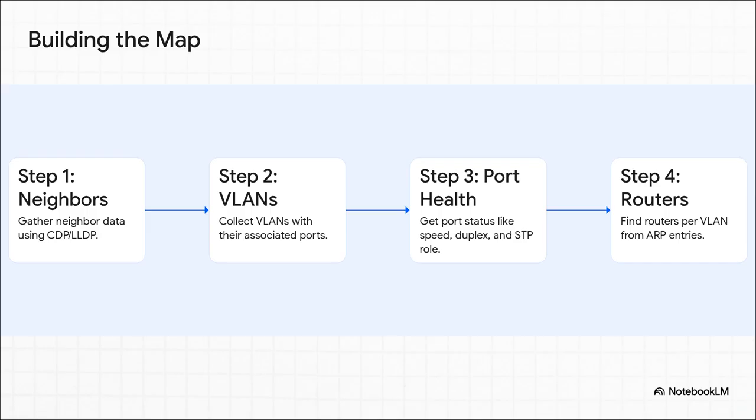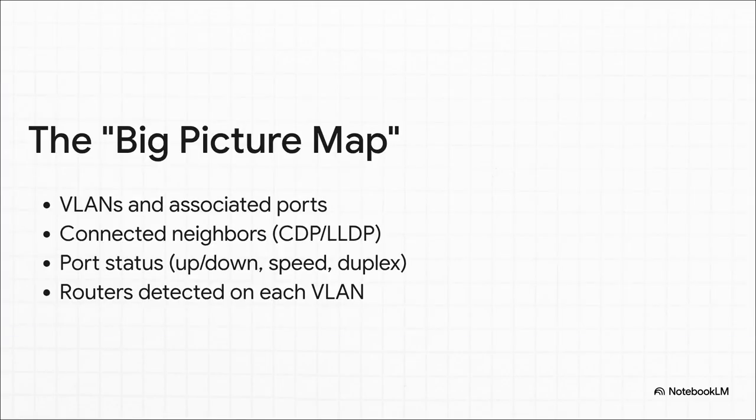Then it grabs all the VLAN and port info. After that, it does a quick health check on all those ports. And finally, it even sniffs around the ARP entries to find any routers hanging out on the network. It's pulling all these different clues together to create one clear picture. And what you get at the end is this amazing, comprehensive map. It shows you everything in one single view.